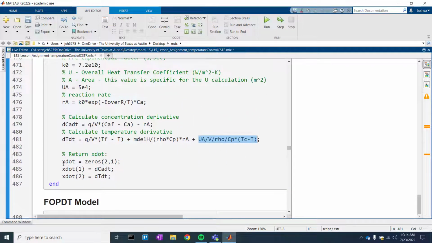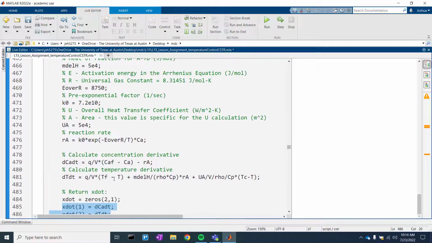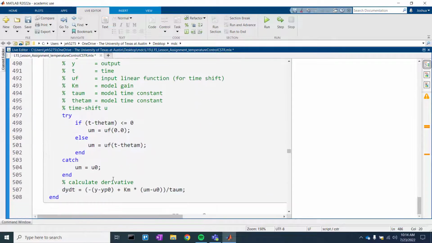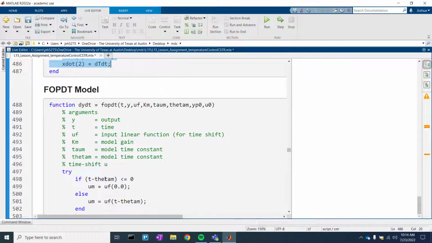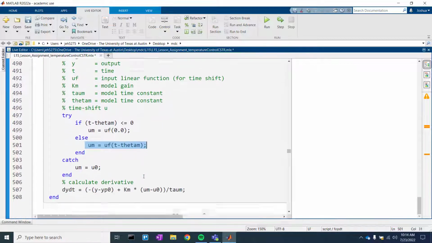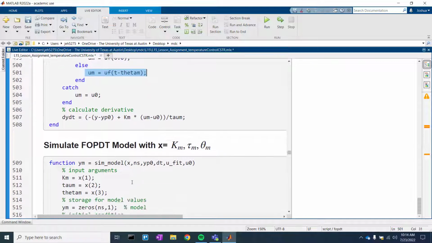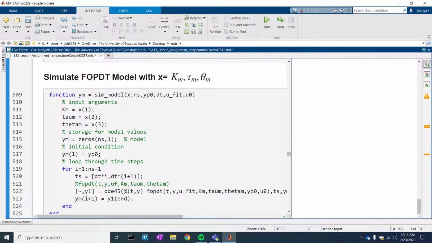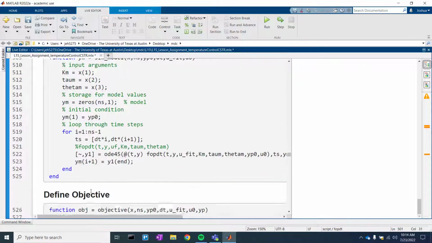Finally, we'll return x dot, which has two values. It's a column vector with values for the concentration and the temperature, or derivatives, I should say. Similar to before, we then have our FOPDT function. You'll notice this one accounts for the dead time by interpolating. Then we'll simulate the FOPDT model given all the inputs using ODE45.